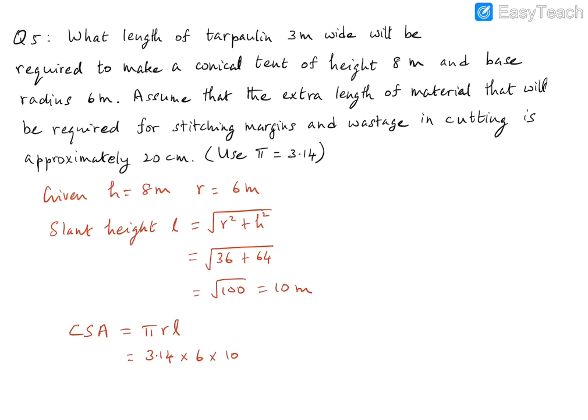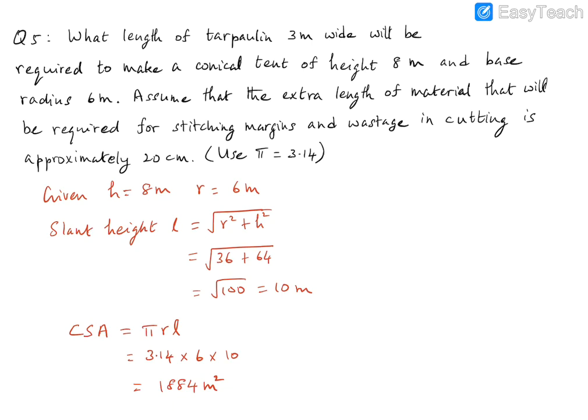So that gives us the curved surface area of the conical tent, which is equal to 1884 meter square. So when you multiply these numbers, we get 1884 meter square. So we have now obtained the curved surface area of the conical tent. Now, once we have the curved surface area, we want to find the length of the tarpaulin required, given that it has a width of 3 meters.